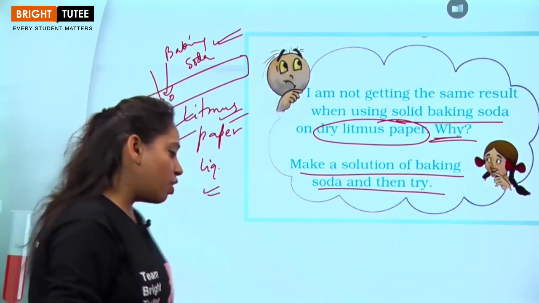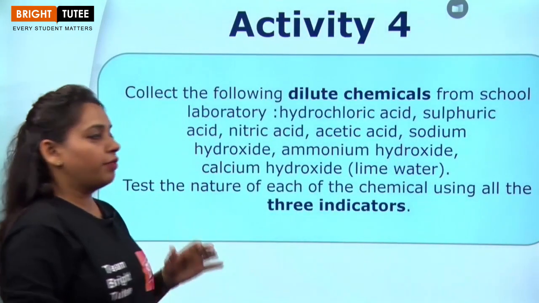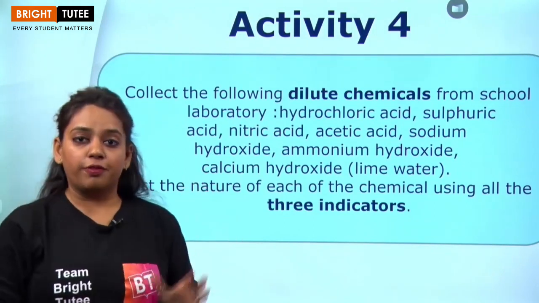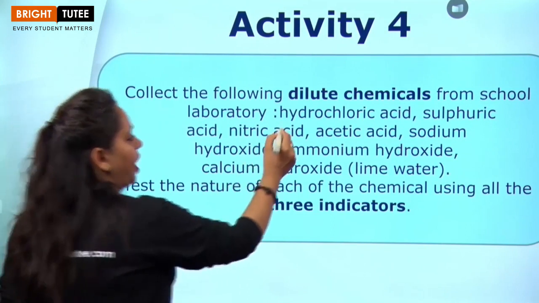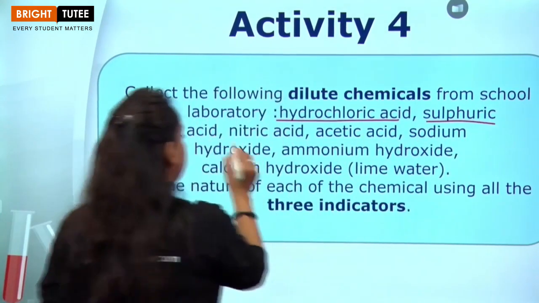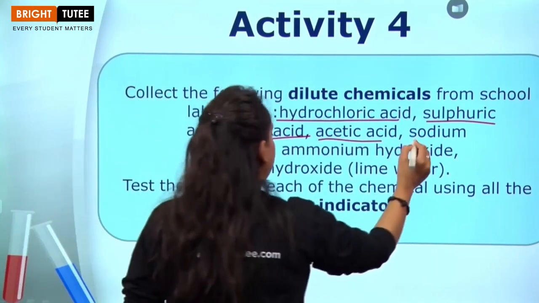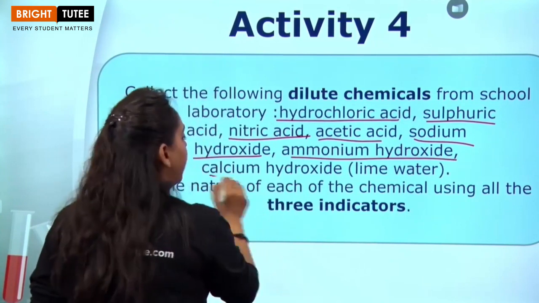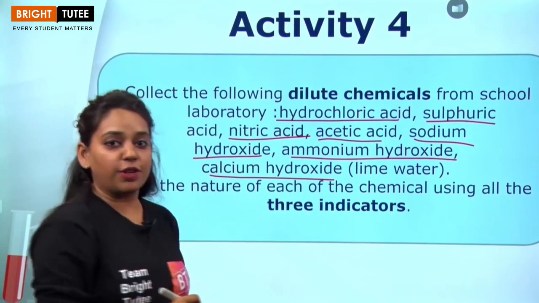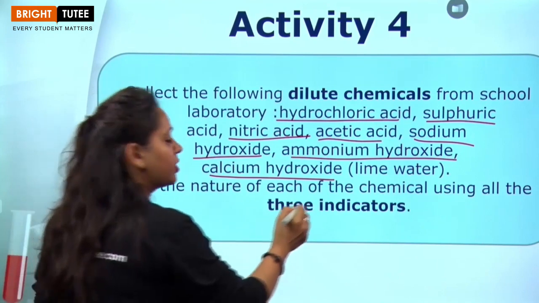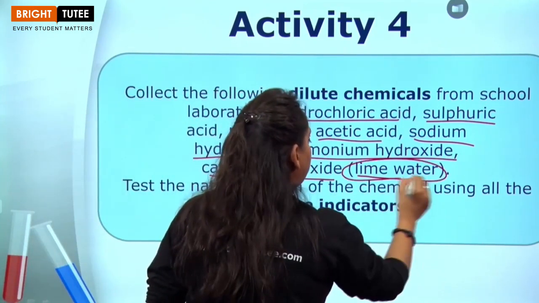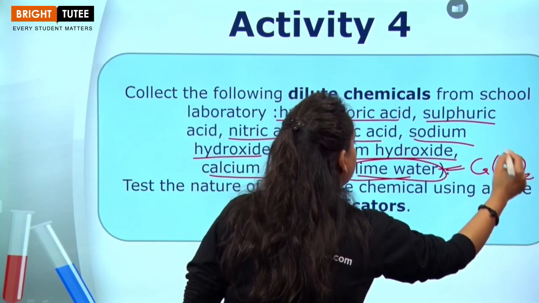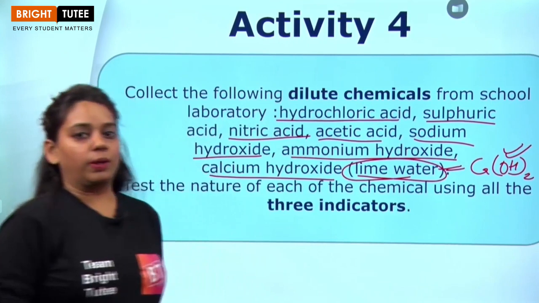Okay, so let us now move ahead with our discussion, and we have to conduct an activity here. You have to collect a few dilute chemicals like hydrochloric acid, sulfuric acid, nitric acid, acetic acid, sodium hydroxide, ammonium hydroxide and calcium hydroxide. Calcium hydroxide is lime water. This is not the same as lemon juice. This is a solution of calcium hydroxide. Okay children, so calcium hydroxide is lime water.